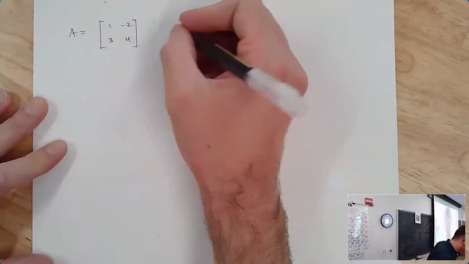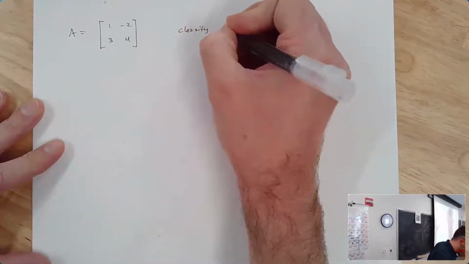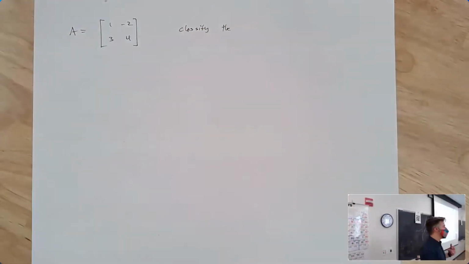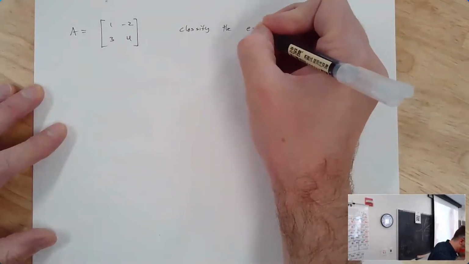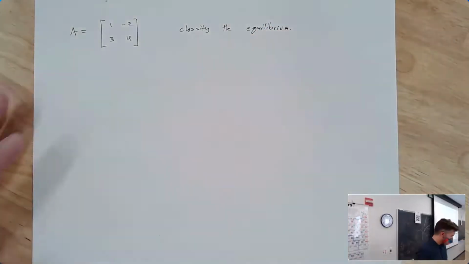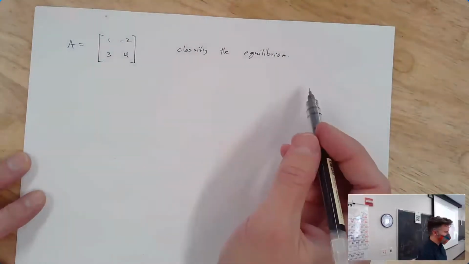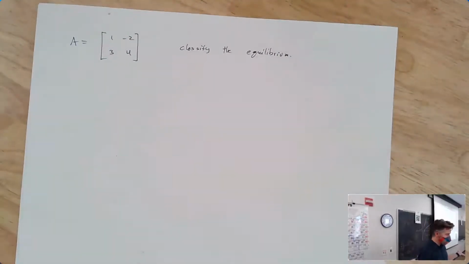So let's ask ourselves to classify the solutions here. Or I should say, we're not classifying the solutions, we're classifying the equilibrium. Apologies. It's funny that, I think classify, and this in your homework says analyze the stability, meaning is it stable or is it unstable? And then classify, meaning is it a node or is it a spiral?